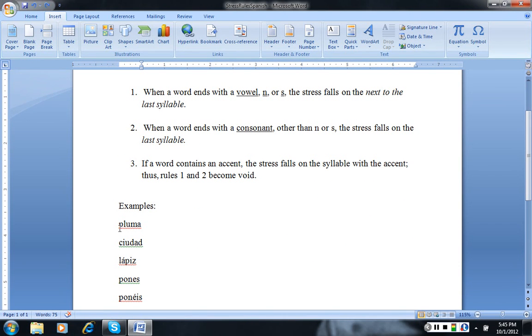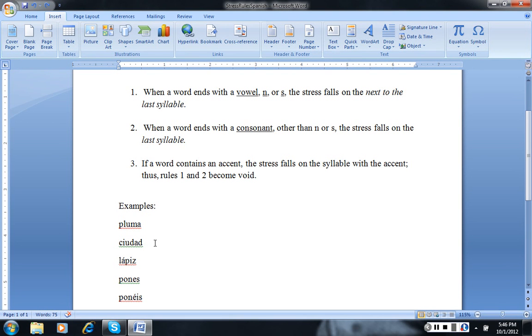Your syllables are plu and ma. Pluma. Thus, the stress would fall on the plu because it ends with an A. So it's pluma, not pluma. Okay, if you can understand the difference. Okay, let's take a look at the second one.